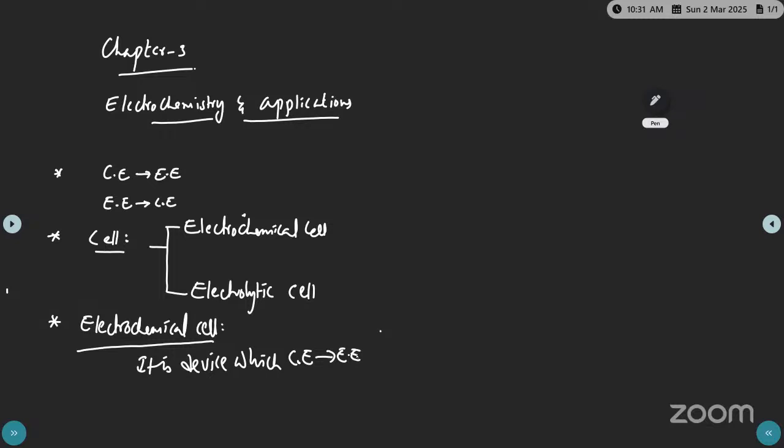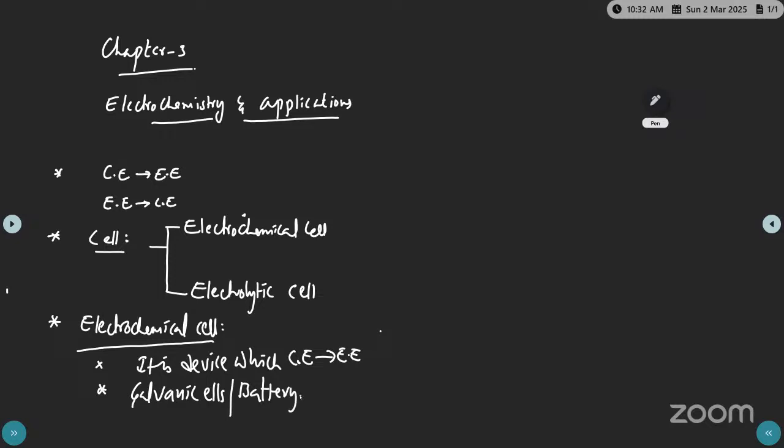What type of chemical reactions generally take place in the cell? Redox reactions. By performing the redox reactions, the chemical energy is converted into electrical energy. By performing redox reactions, these types of cells generate the current. So these cells are also called galvanic cells, and simply we can also call them a battery.